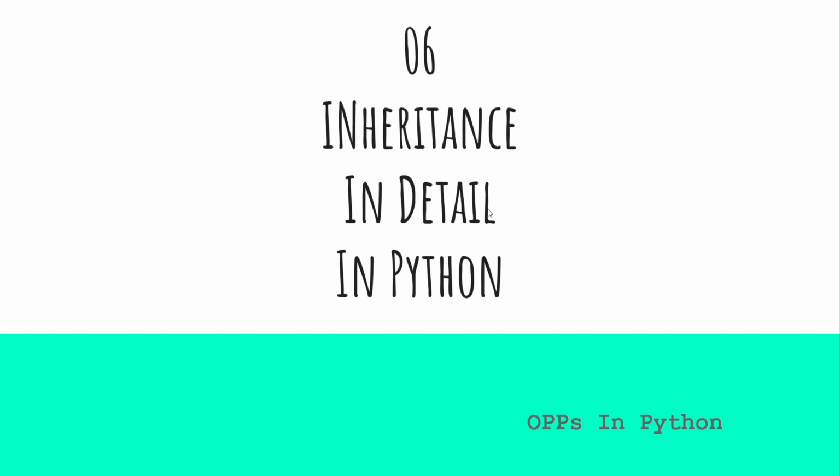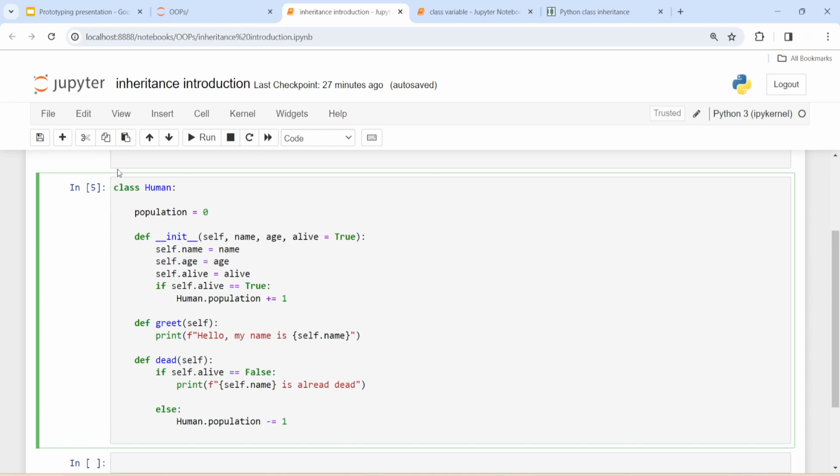So let's see. Here you can see I have already created a human class. Its population is initially 0, and whenever we create an object from this class, it will increase its population by 1. It has a class constructor, and it has some custom methods as well.